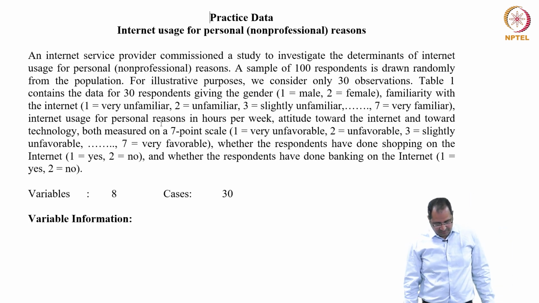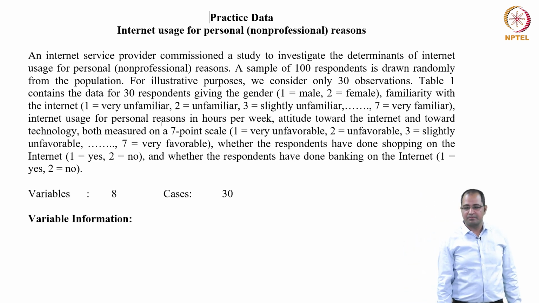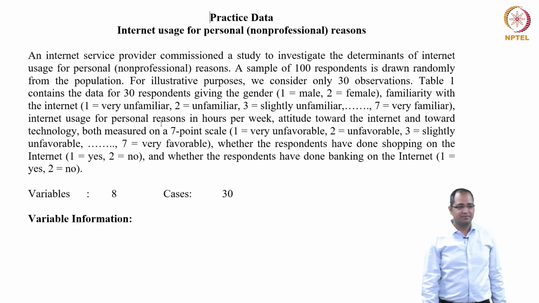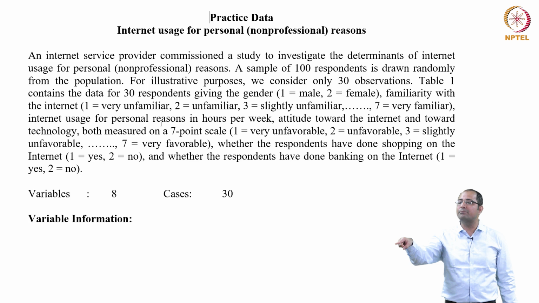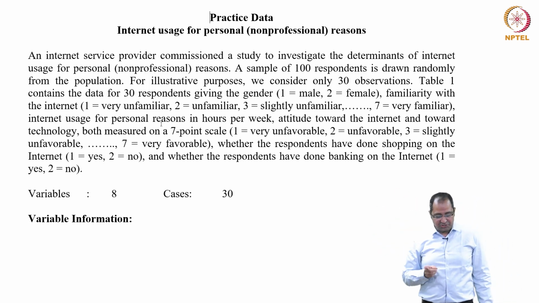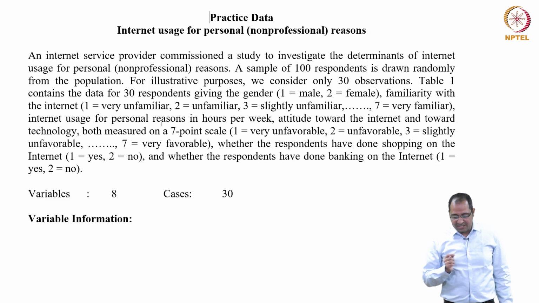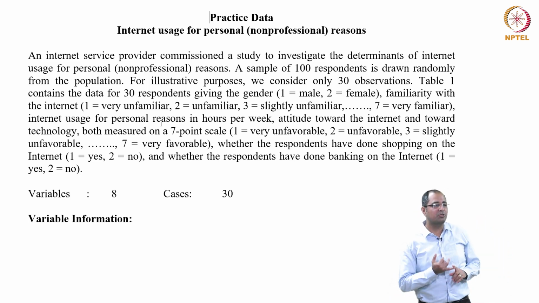The next one, attitude towards internet. What is the scale points? Both measured on 7-point scale. So there are two variables, attitude towards the internet, attitude toward technology. Both are measured on 7-point scale, 1 to 7. They are interval. The next one, whether the respondents have done shopping on the internet. So how many variables total? Count.